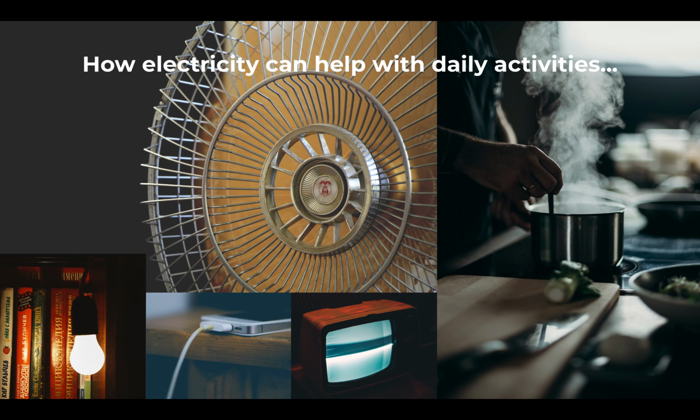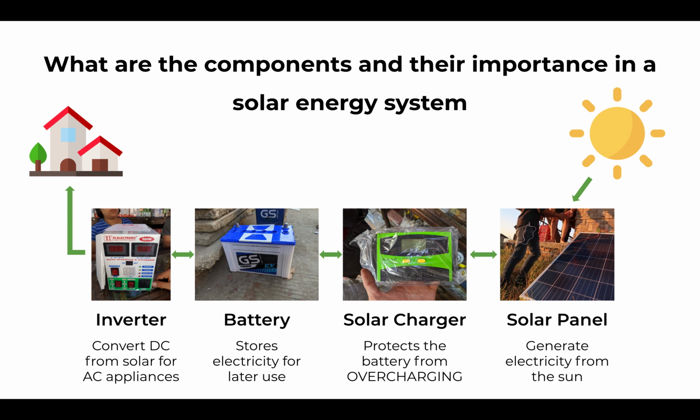So, how can electricity help with daily activities? Electricity can help with your basic activities such as light so that your kids can study later through the night, help you to charge your phone where you can use it in the daytime, use occasional television where you can watch some shows, operating a fan because the weather can be hot, and also if you have cooking appliances, it can help you to operate them.